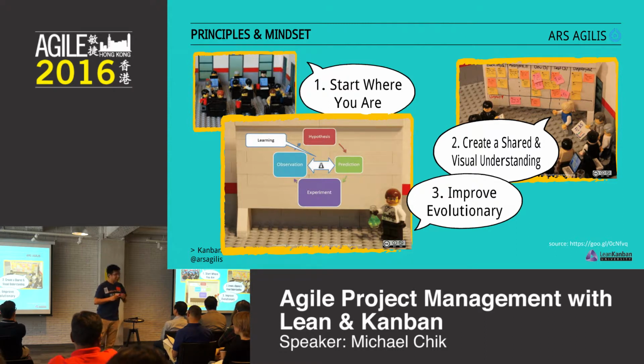The last part, which again seems to be not that easy to understand for a lot of Agilists, is improve evolutionary. The part that most people don't understand is the word evolution. What does evolution mean? Okay, we are all human beings in this room. What will human beings look like in, let's say, 10,000 years' time? No one knows. Evolution implies that you don't know what your structure will look like in a year's time.